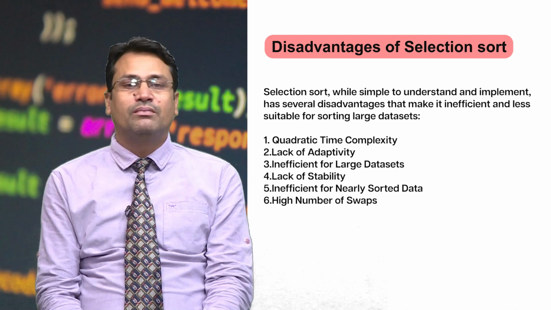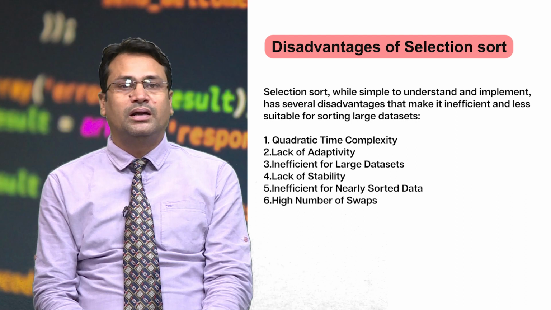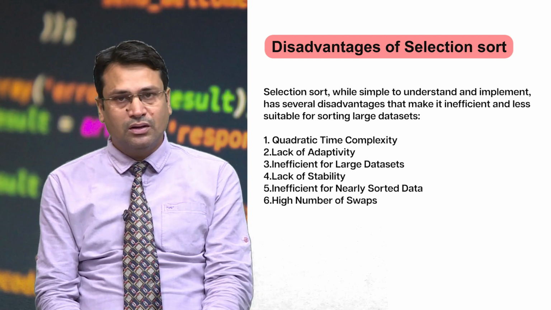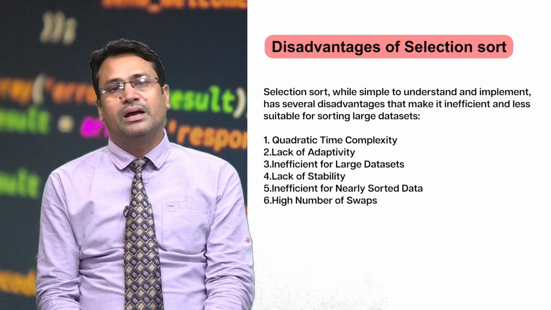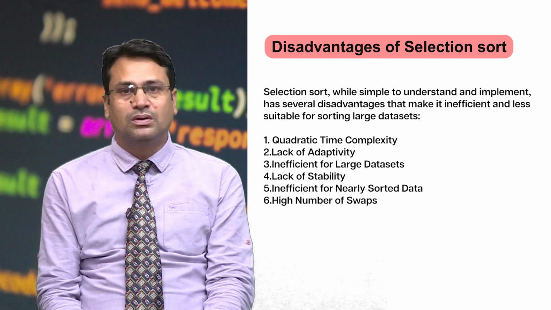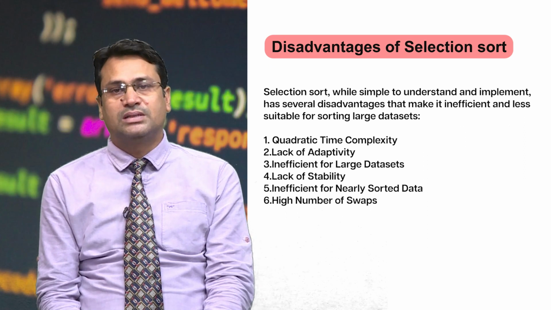Next disadvantage is high number of swaps. Selection sort requires a relatively high number of element swaps, especially when compared to other sorting algorithms. Swapping elements can be an expensive operation, particularly in scenarios where memory access is slow, such as sorting large arrays.